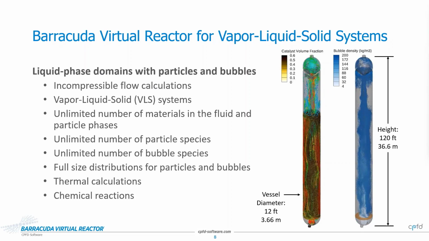Each particle and bubble species can be represented with a full-size distribution as well. Mass transfer of gases and vapors from the bubbles to the domain is possible by using evaporation and gas absorption models. Thermal calculations are supported, and chemical reactions can be specified by the user. Reactions can involve the liquid materials in the flow domain, absorbed gases, and solid materials on the particles.